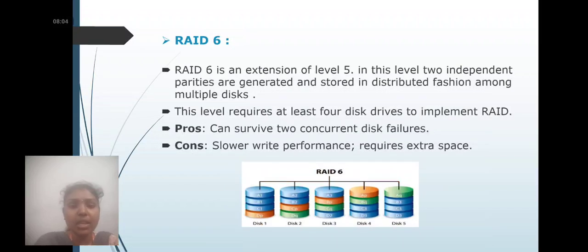RAID 6. RAID 6 is an extension of level 5. In this level, two independent parities are generated and stored in distributed fashion among multiple disks. This level requires at least 4 disks to implement RAID. Pros: can survive two concurrent disk failures. Cons: slower write performance, requires extra space.